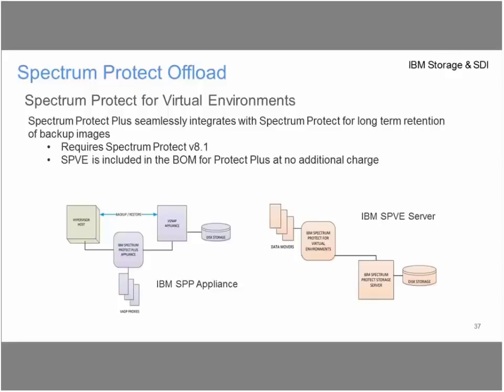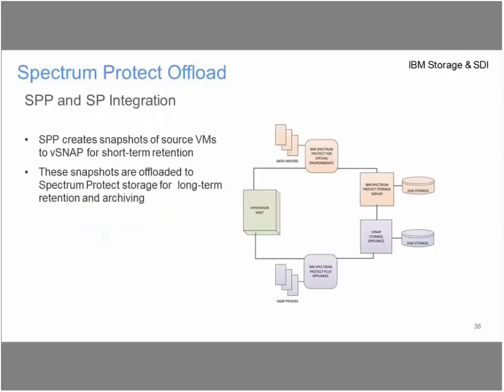And then on the right-hand side, you've got the Spectrum Protect environment with the Spectrum Protect for VE. The data movers are really what is critical for Spectrum Protect PLUS. It is what we are going to leverage in order to offload the data from Spectrum Protect PLUS to Spectrum Protect. So when we do this offload, if we choose as part of the SLA that is protecting those virtual machines to offload to Spectrum Protect, we're essentially going to create an integration point between the Spectrum Protect PLUS appliance and the Spectrum Protect environment.